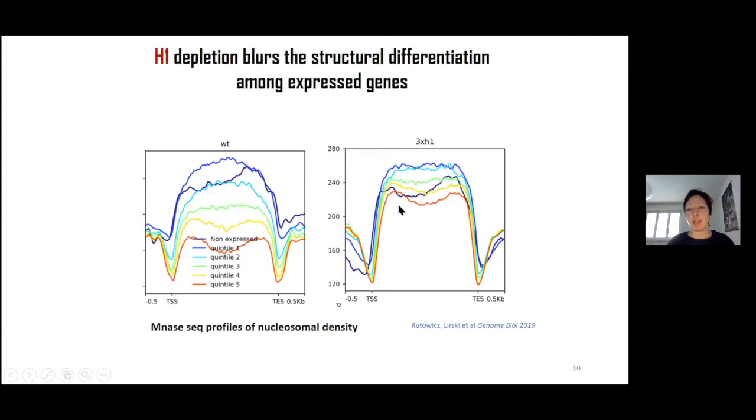Now, when you look at H1 mutants, we completely lose these structural signatures. Most of the gene categories, whether they are highly expressed or poorly expressed, and I will show you later that there is not much change in the mutant. So whether the genes are poorly expressed or highly expressed, we don't have a very strong differentiation in terms of nucleosome density landscape. So it was quite unexpected, but it clearly shows that H1 also has a role in structuring euchromatin.